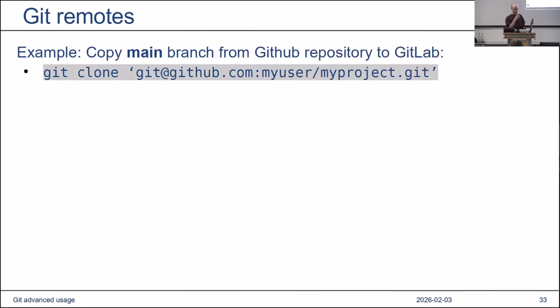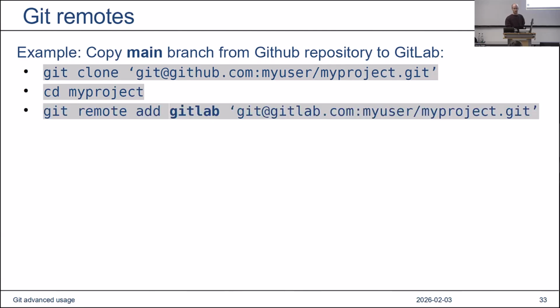It's just an example that I'm showing here. For example, we have this project here on GitHub and we want to copy the main branch to GitLab. What we do is, well, we clone this, we go into the directory. And remember that git clone implicitly adds this origin remote. But what we do now is add a second remote with git remote add GitLab, and this is just a different URL. I mean, it can be any URL that you want. And then we just say git push GitLab main.